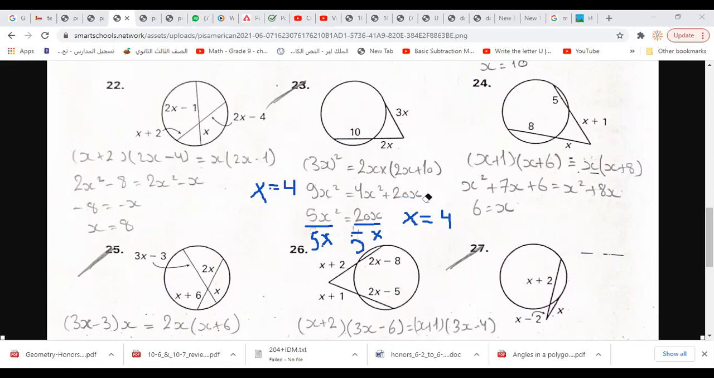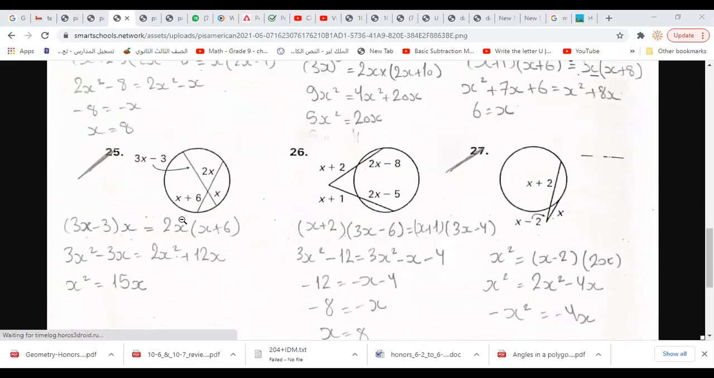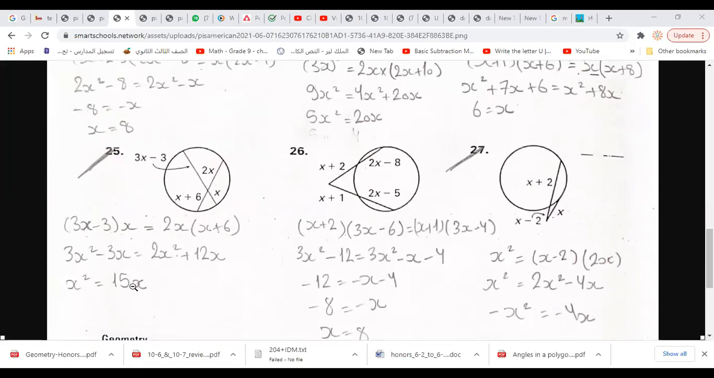Understood, everyone? Understood, grade 9? Yes. We will move now to question number 25. Question number 25 has the same idea. So how will we find the value of x now? If you understood the previous one, then you can solve this one now. We will divide by how many?